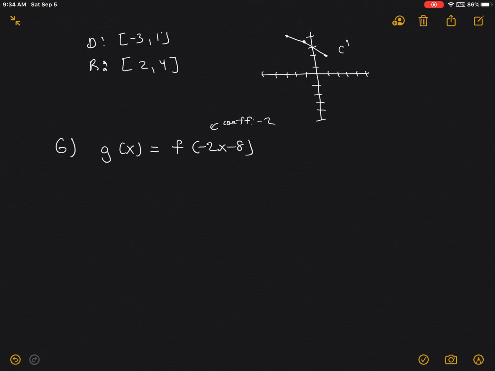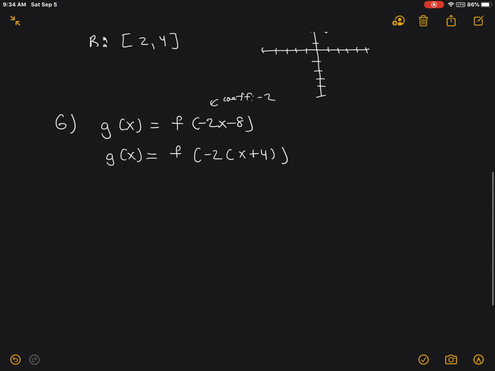Whenever you have a coefficient, right, you make sure you factor it and put it in general form. So all you need to do is one step here before you even begin this problem is factor out the -2. So over here you have x plus 4. Otherwise you might think, oh, this is shifted 8 units to the right. It's not, okay? It's actually shifted 4 units to the left. All right? Okay, so let's do the comparison.